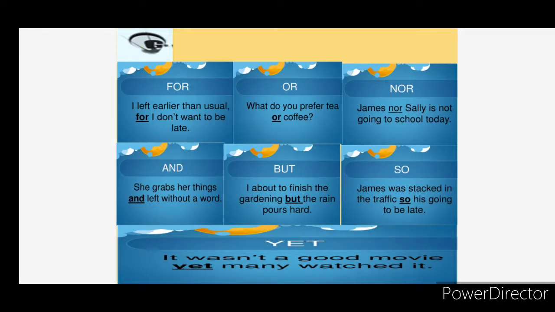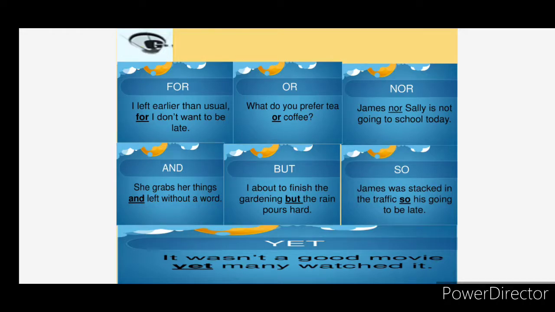Now let's have a look at these examples. For: I left earlier than usual, for I don't want to be late. Or: what do you prefer, tea or coffee? So when you have a choice in front of you. Nor: James nor Sally is going to school today. And she grabs her things and leaves without a word.